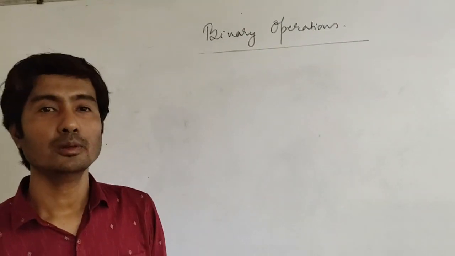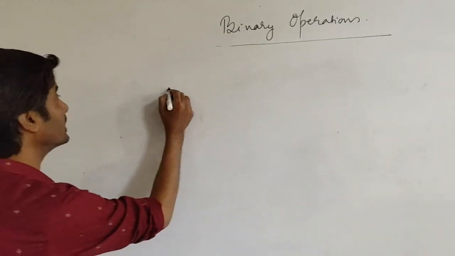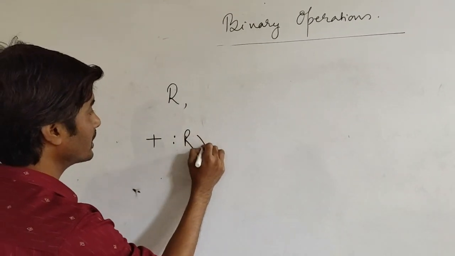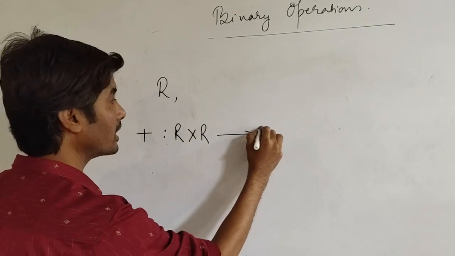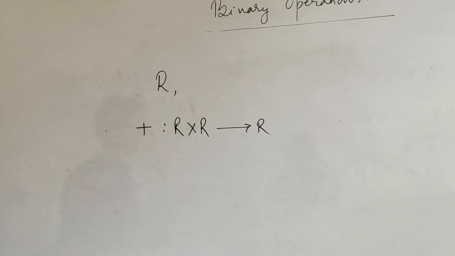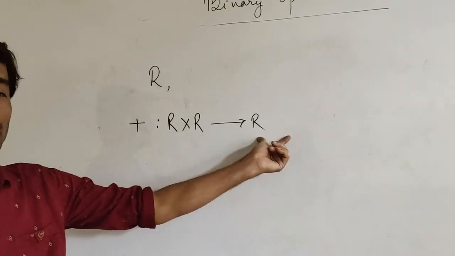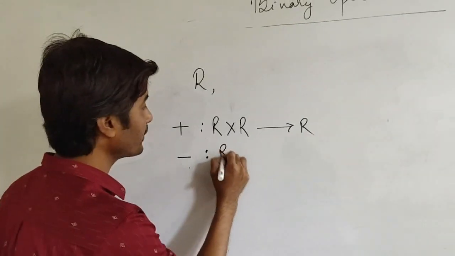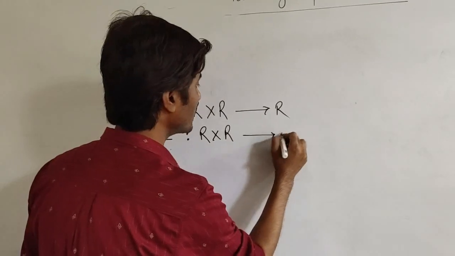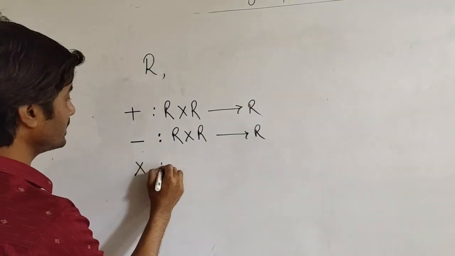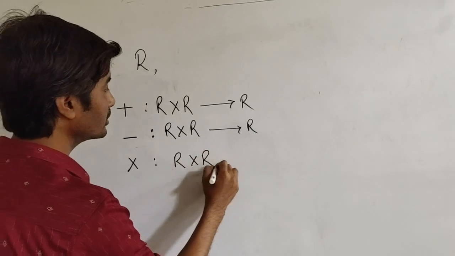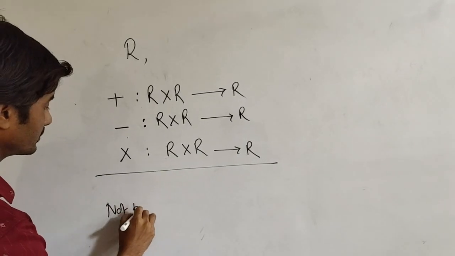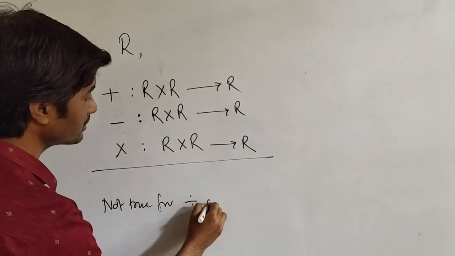In the same way, we can verify that if we take the set of real numbers R, then plus is a function from R cross R to the set R. We can verify this result. Similarly, minus, that is the subtraction, is a function from R cross R to R. Multiplication is again a function from R cross R to R, but this is not true for the division operation.